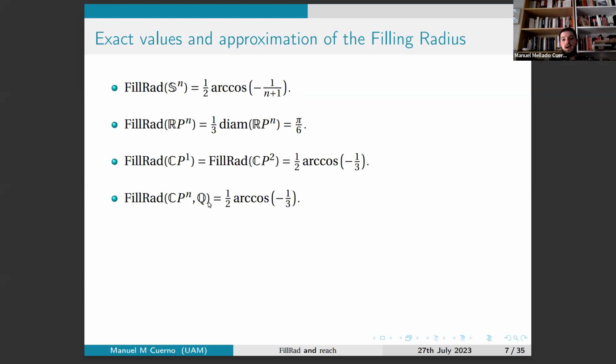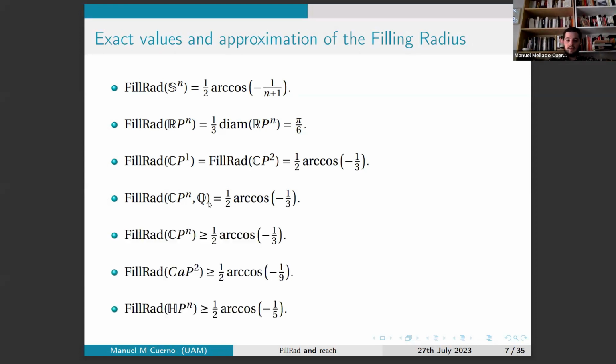All these results are due to Katz, and there are very difficult papers with very tiny details. And then we have all these inequalities. The conjecture is indeed that the value of the filling radius of CPN is 1/2 arccosine of -1/3. Okay, so this has been a very fast overview over the filling radius literature.